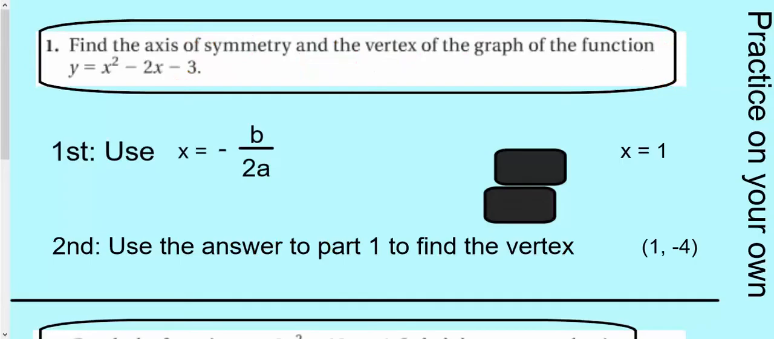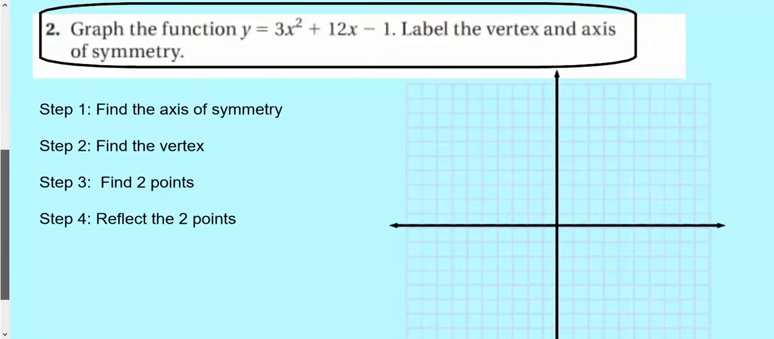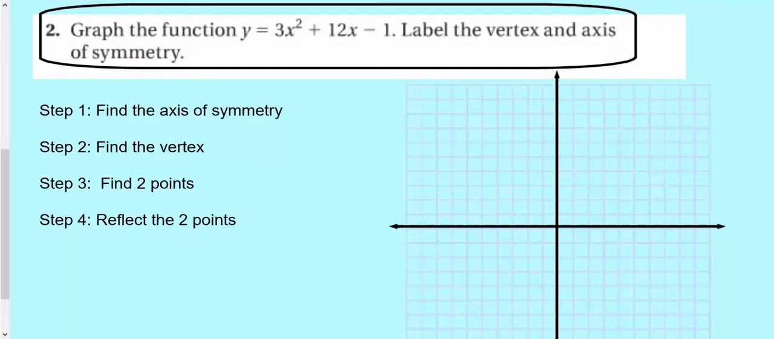It seems like a lot of steps, but it's pretty straightforward once you kind of learn the techniques. Find the axis of symmetry, find the vertex, plot some points. Okay, let's see. Let's jump down to this example here. I'm going to start with negative b over 2a, so negative 12 over 6, 2 times 3. So that's negative 2. So my axis of symmetry, I'm just going to plot that right away.